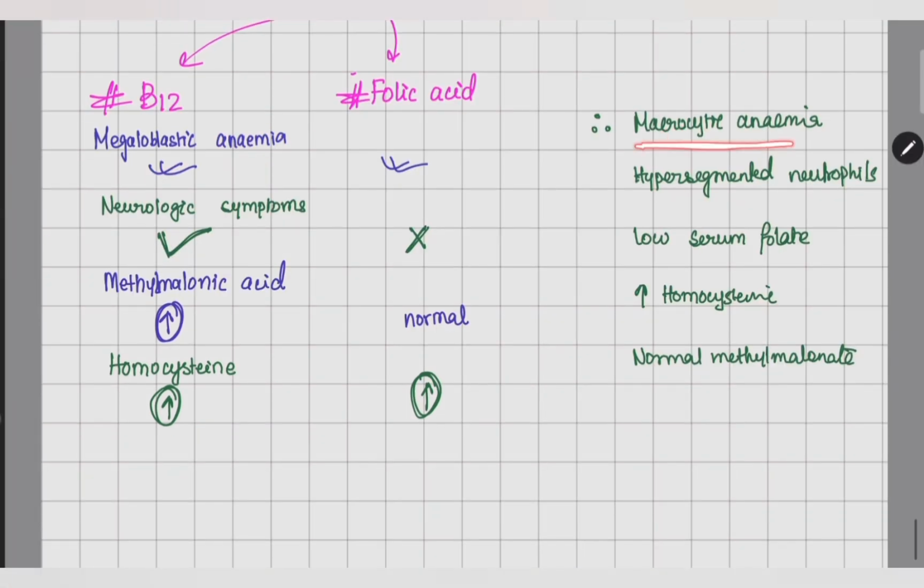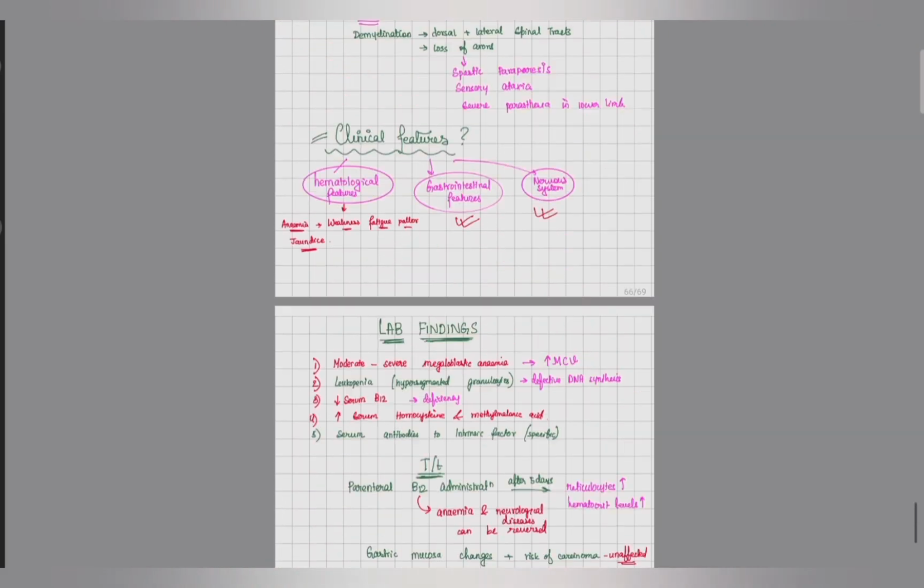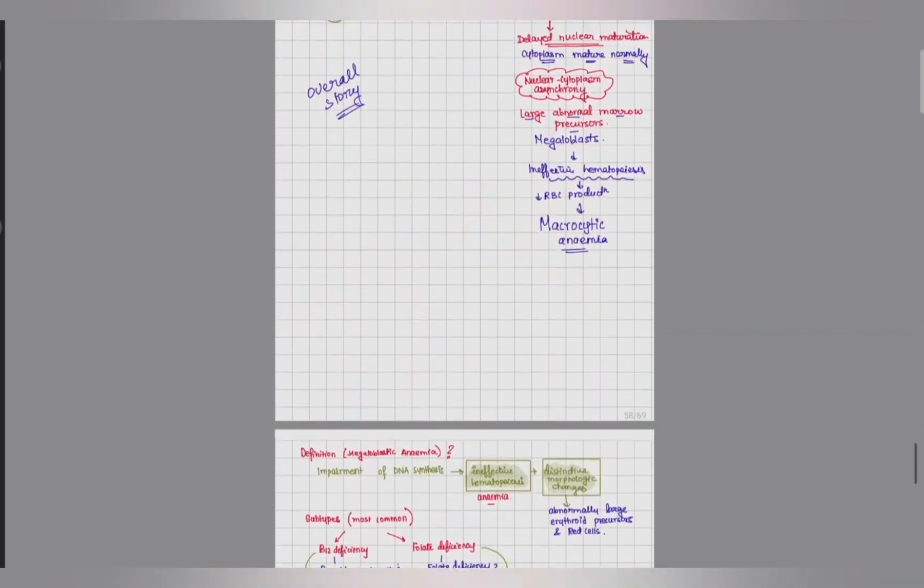Therefore, the features are macrocytic anemia, hypersegmented neutrophils as we have learned earlier, then low serum folate and high serum level of homocysteine, and methylmalonate levels will be normal. So that was all about megaloblastic anemia. Now I want all of you to go and read the same thing from Robbins.